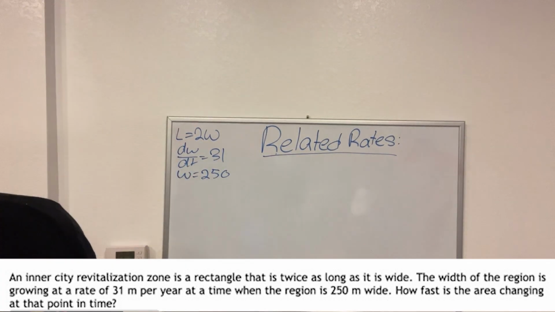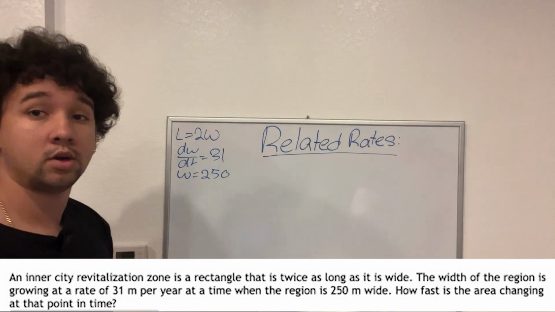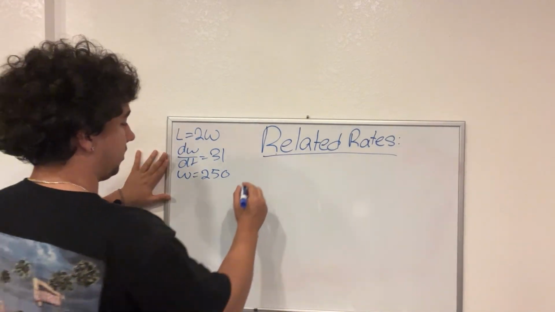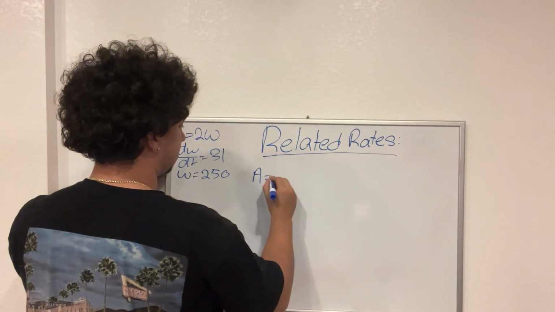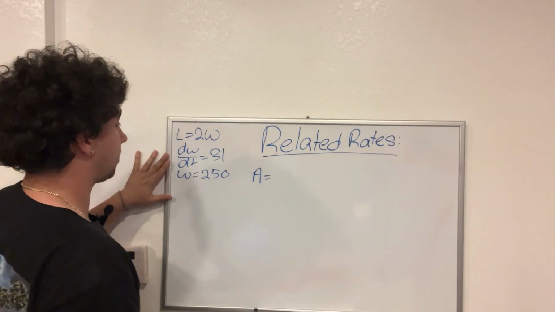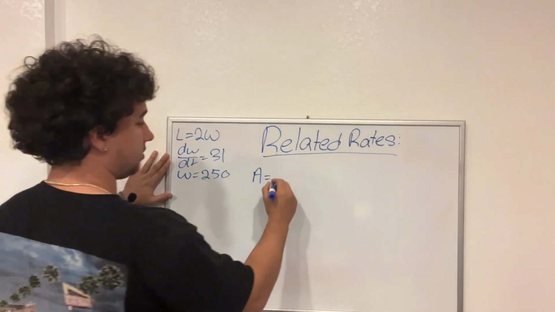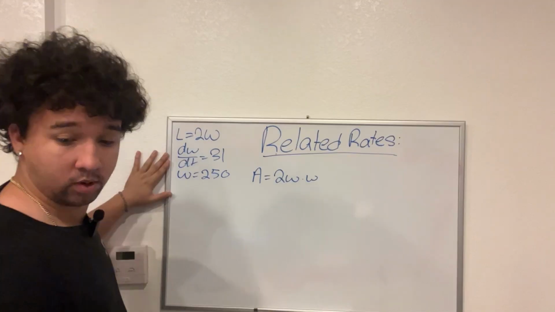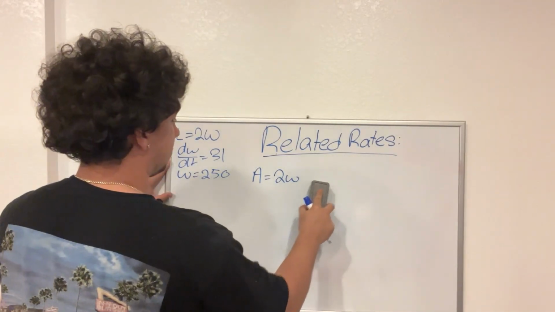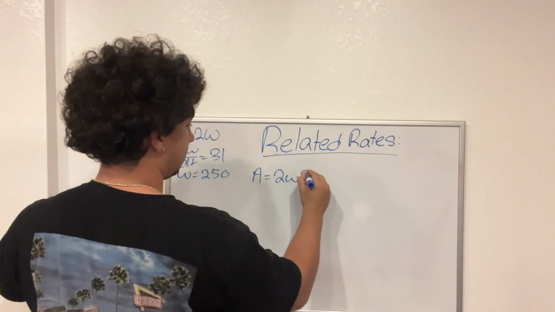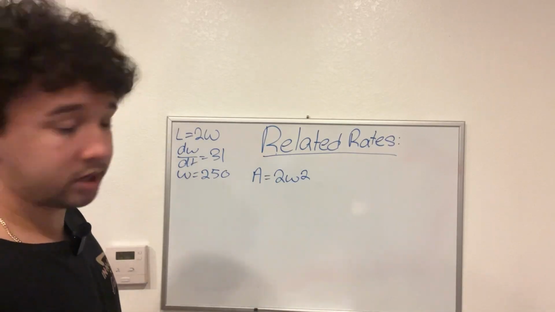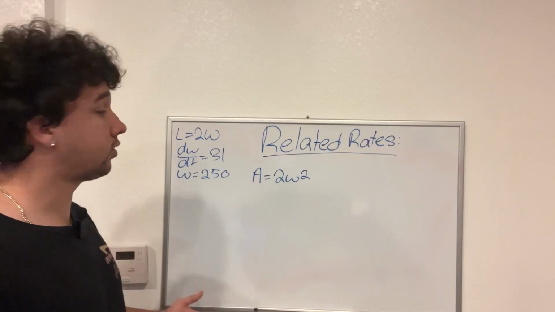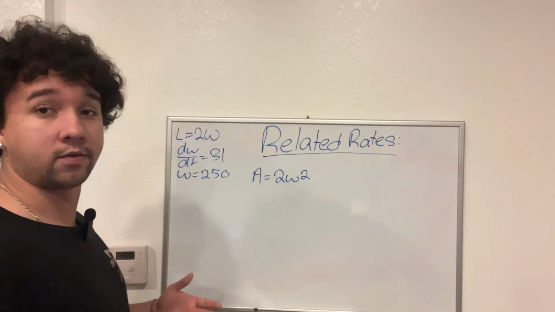How fast is the area changing at a point in time? Right, so now we're dealing with area. Well, what is the area formula? Area is equal to, well, length times width. But I'm given length. Length is 2W. So in other words, 2W times W. Well, that's the same thing as just 2W squared. Now in this case, I'm already provided W, and I know that I'm taking the derivative of the area, so I don't need to solve for anything here. I don't need to solve for any other variables.